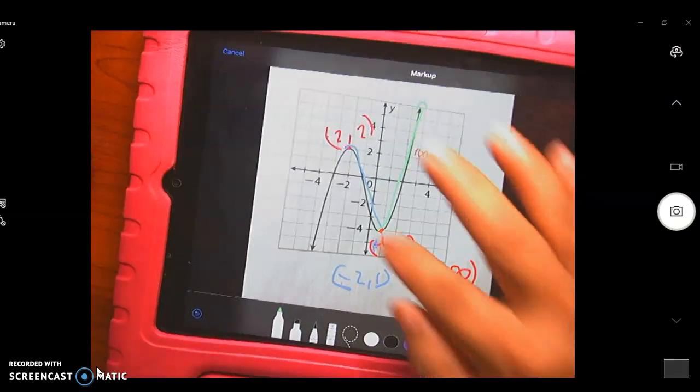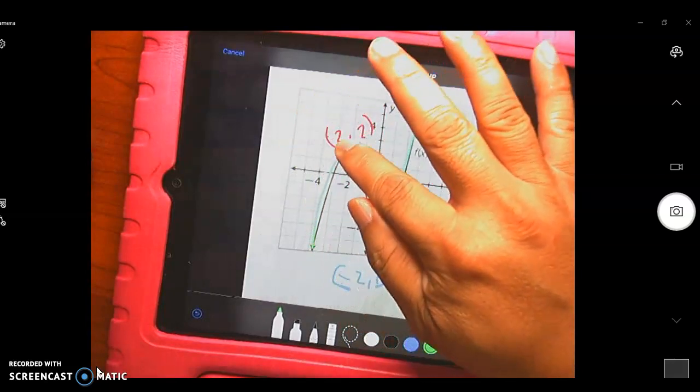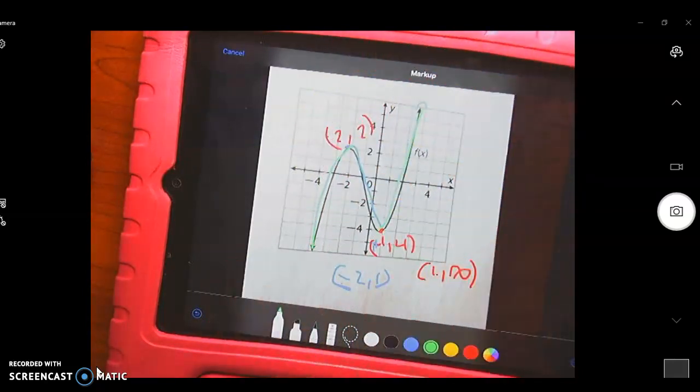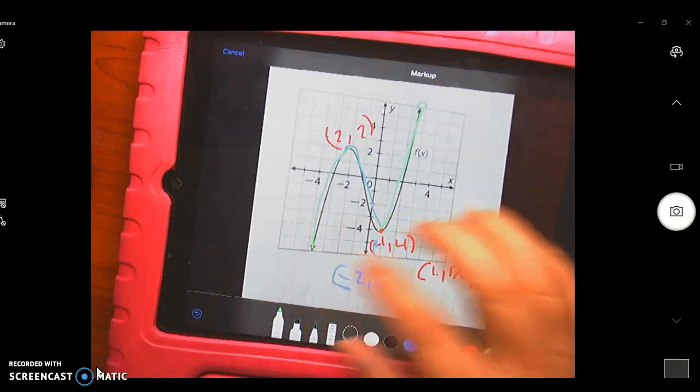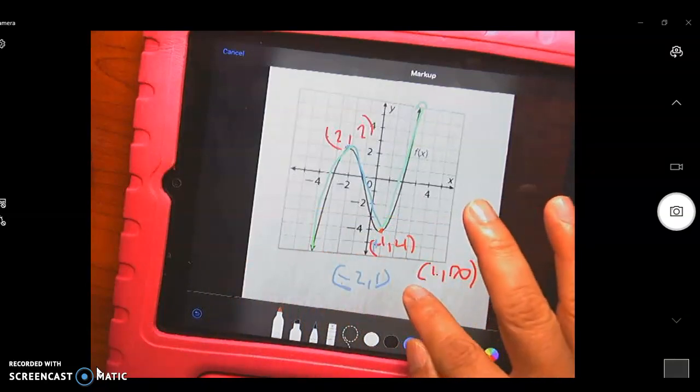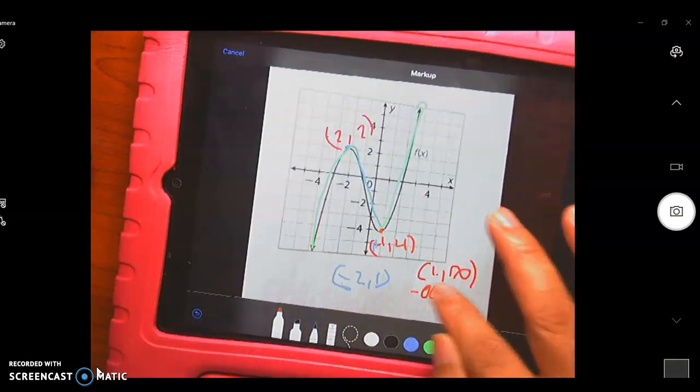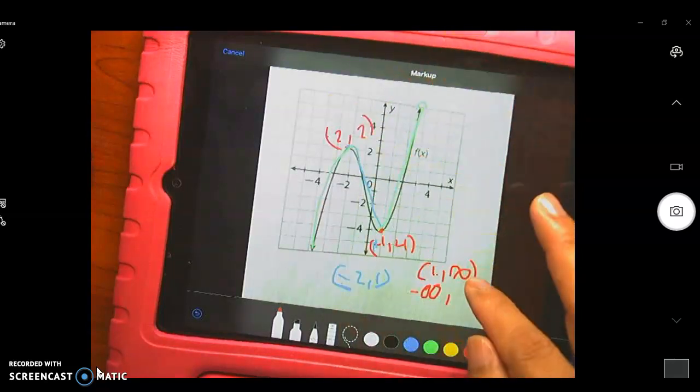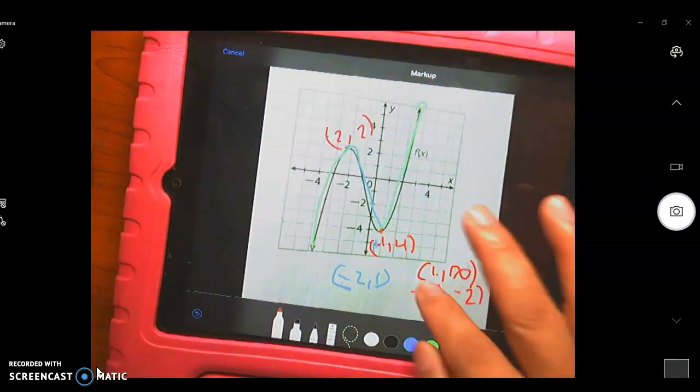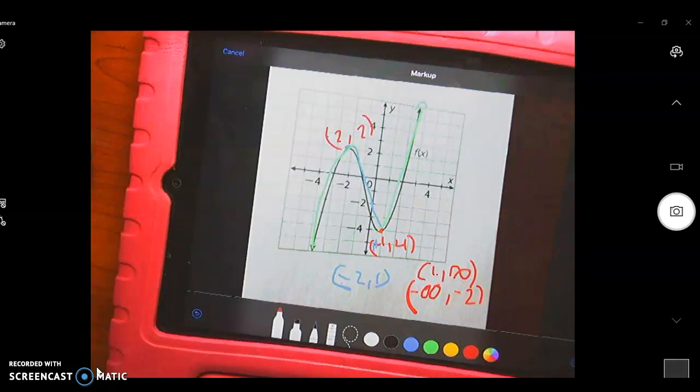And also here is increasing right here. From left to right it rises, so it's increasing. So we can say from -infinity to -2. These are the x intervals. Okay. So this is increasing, decreasing.